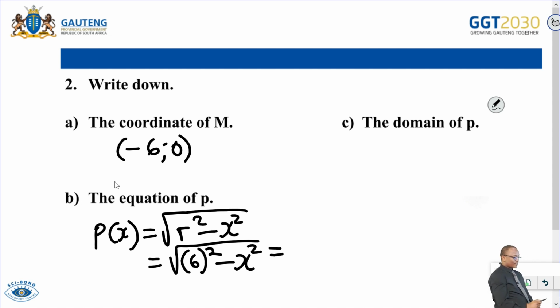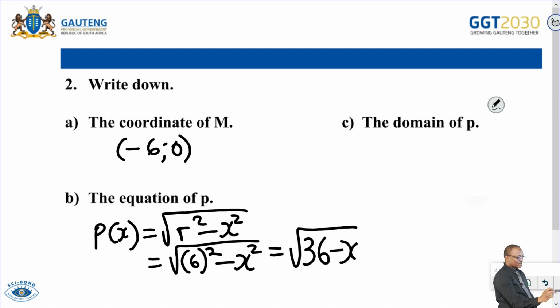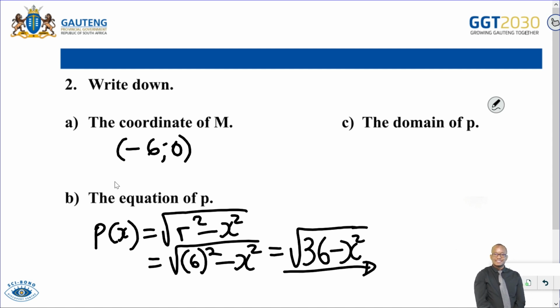So now, we can conclude that the equation of p of x is going to be the square root of 36 minus x squared, because you can't separate the two inside the square root. And 6 squared is like 6 times 6, which is 36. So that's how you write down the equation of p.